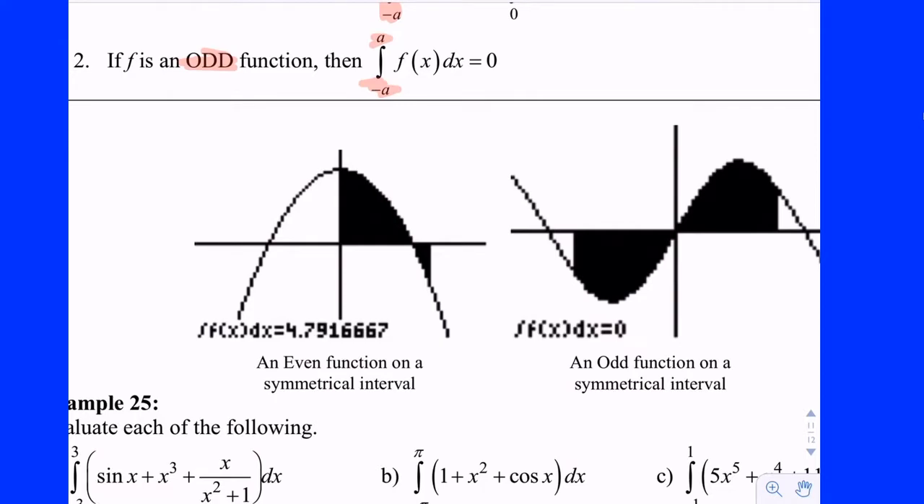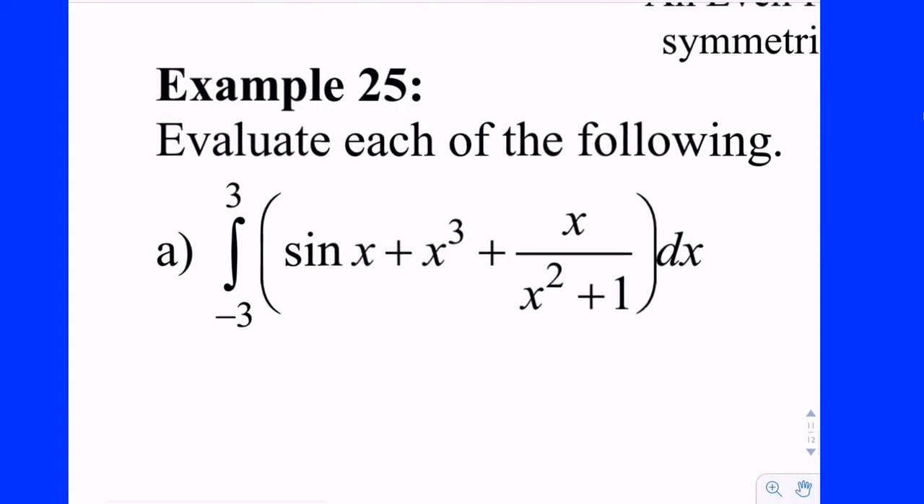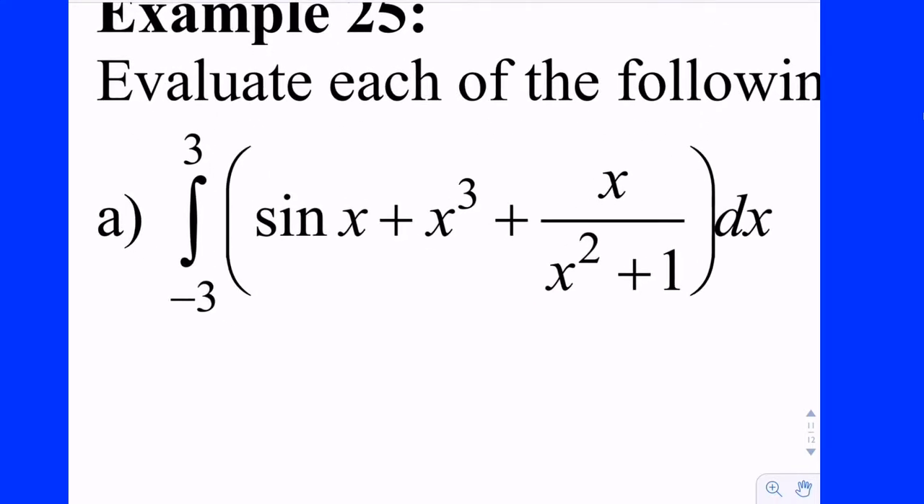All right, so let's look at example 25 and see if we can put those qualities into good use here. 25a. We have the integral from -3 to 3. Symmetrical interval, symmetrical interval. So that should put you on high alert for some type of symmetry that you could use to make the calculations easier on yourself.